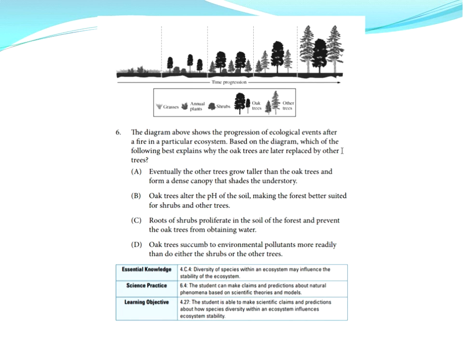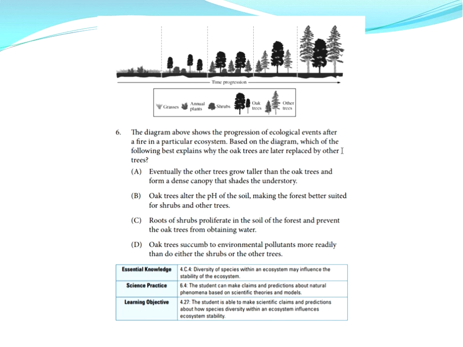All right, so B is not correct. One of the reasons why: it says oak trees alter the pH of the soil, making the forest better suited for shrubs and other trees. A clue that this is not the right answer is that if that's the case, then there should be more shrubs in these last two pictures in this progression, and there's none. C is not correct either, because roots of shrubs would proliferate, and again, there are no shrubs there, so it can't be that one.